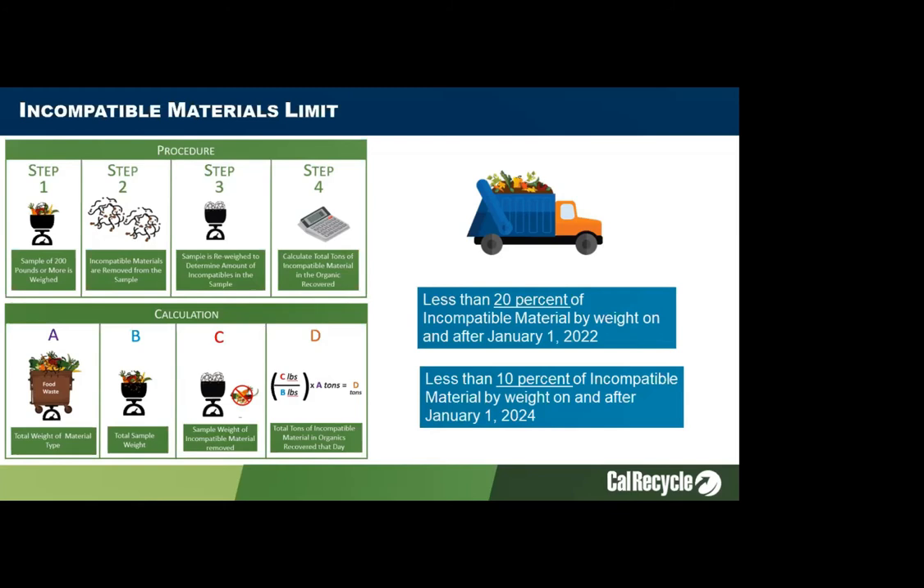Facilities that can meet the incompatible materials limit can send the material to any organic waste recovery activity. Facilities that exceed the incompatible materials limit must send the material to a facility that can meet the additional quality standards, such as sending it to a transfer processing facility that can get it to at least 80% clean by 2022 and 90% by 2024, or to an organic waste recovery activity that disposes with no more than 20% organic waste by 2022 and 10% by 2024.